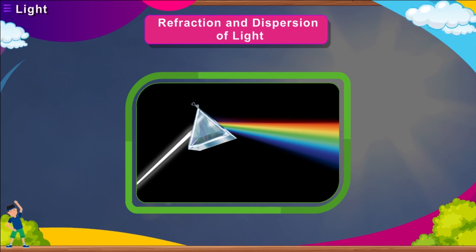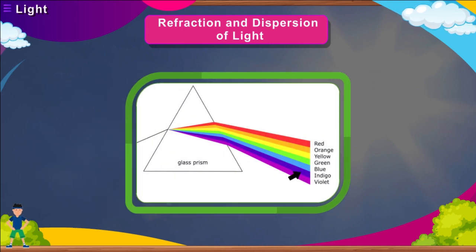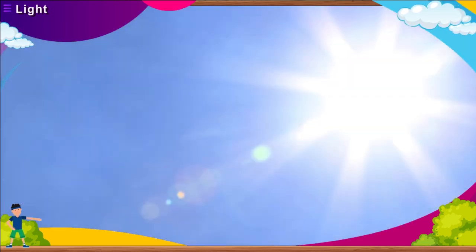The band of colors produced due to splitting of white light is termed as a spectrum. The sunlight contains the mixture of 7 colors. These are violet, indigo, blue, green, yellow, orange, and red. These colors are in sequence in the visible spectrum of sunlight and named as Vibgyor to remember it conveniently.